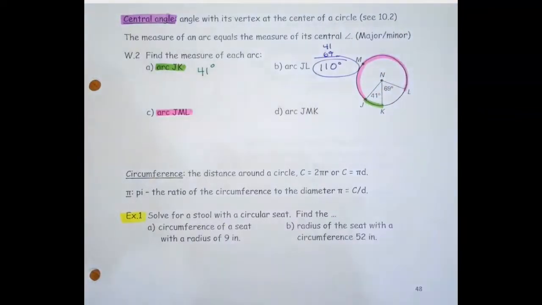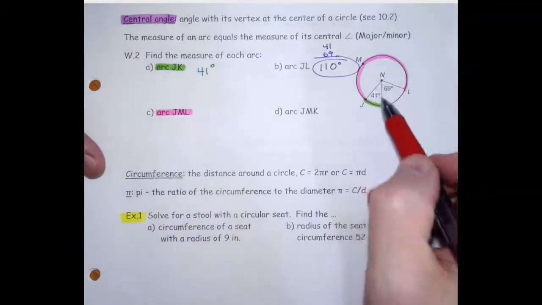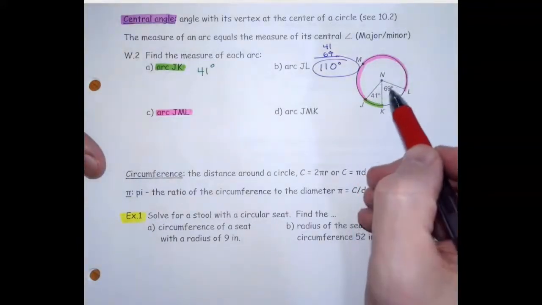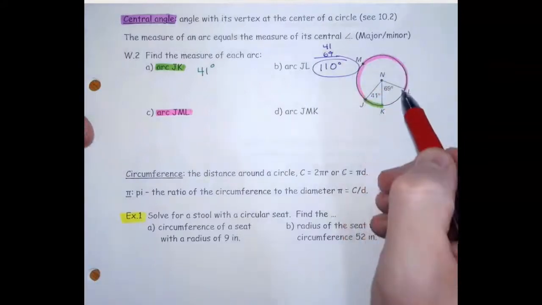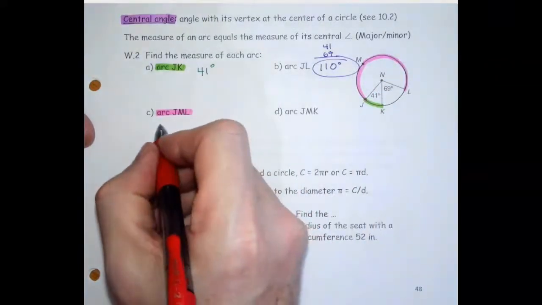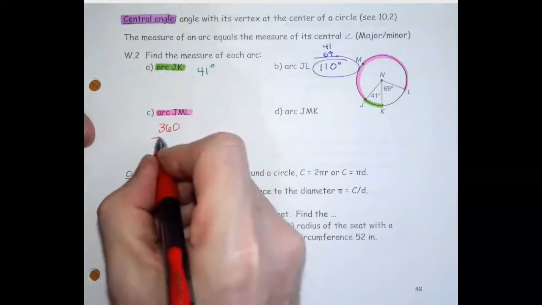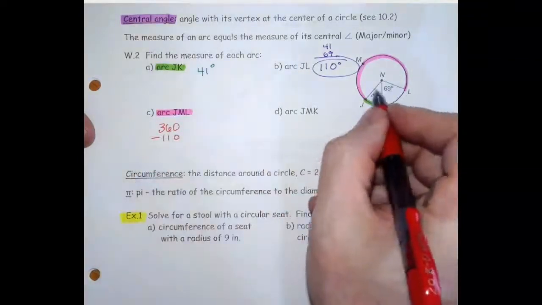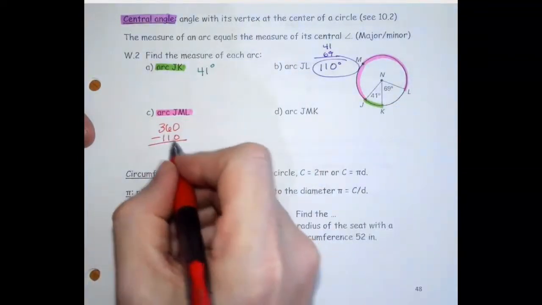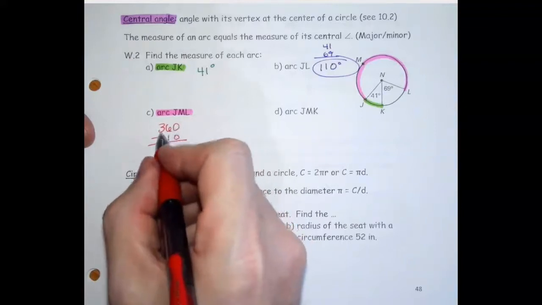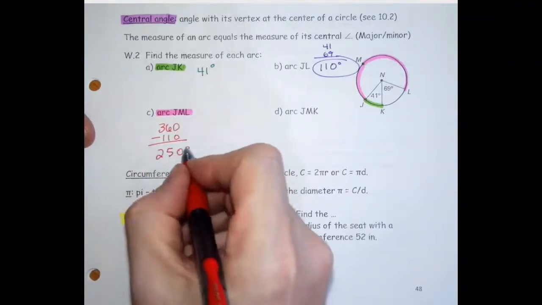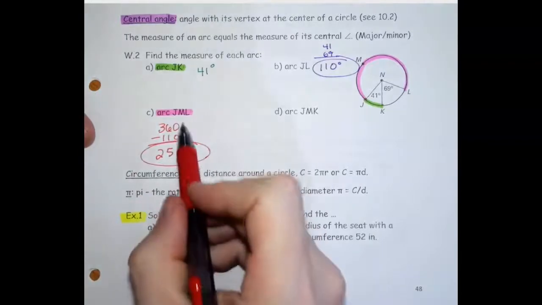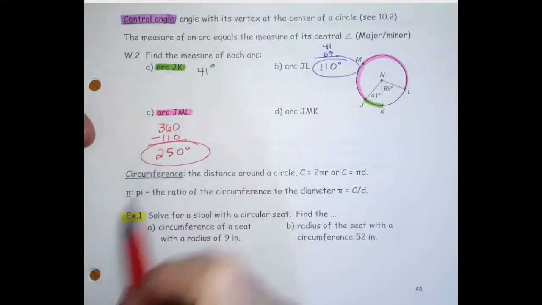All the way around there. Now, what would be the easiest way to do that? There's a couple different ways, but we already added these two together to get 110, and that would be the rest of the circle. So if you think about it, all the way around would be 360. The part that we're not using is 110, so if we subtract that, that's going to be 250 degrees. And because it's a major arc, we know that this should be 180 or more.